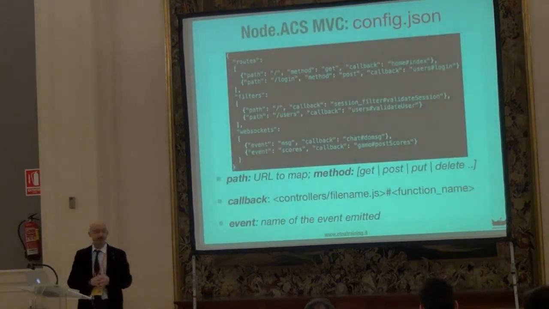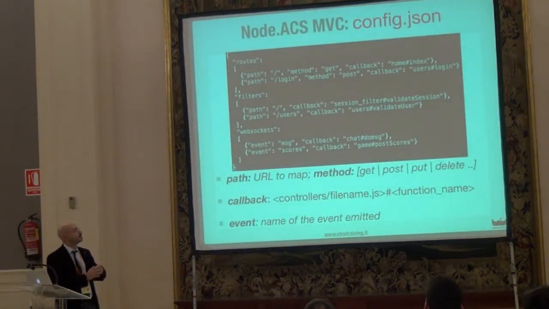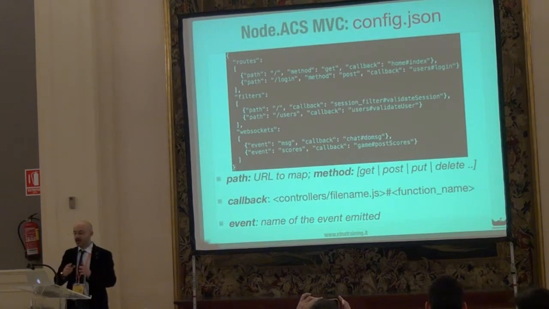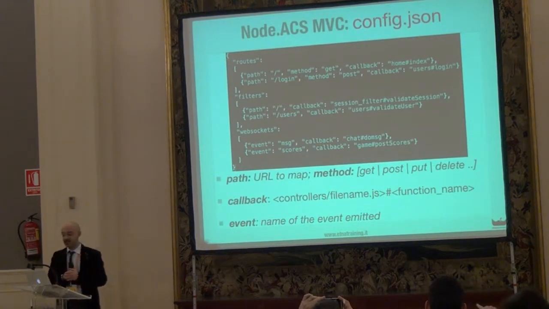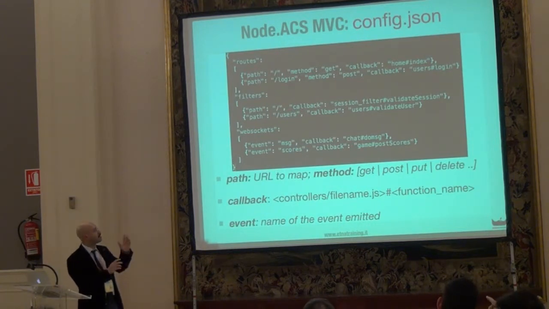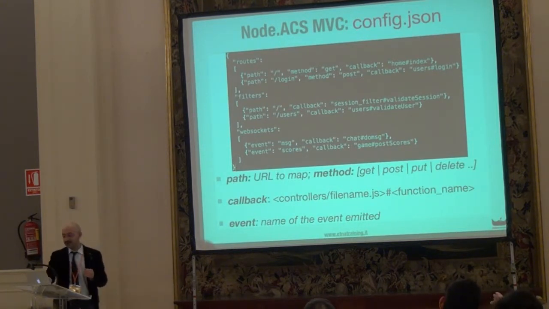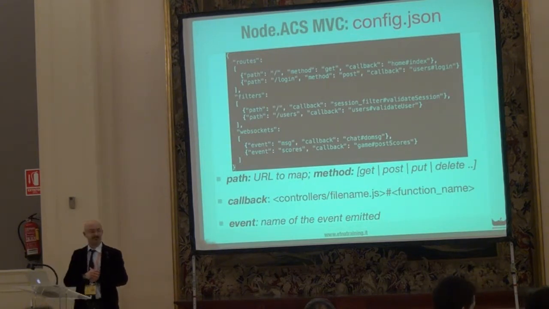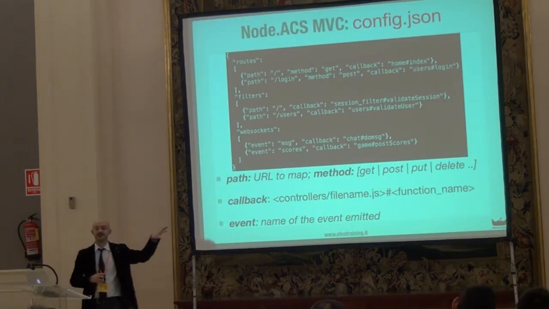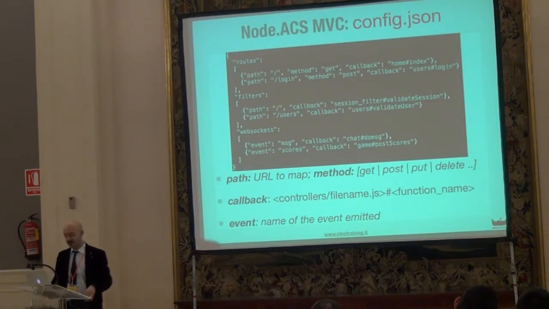So let's have a look at the config.json you have seen already. So first, paths are used to map URL to callback, and here we have two URLs, slash and login, and filters, as said, are called every time there is a match. So every time the slash path is called, there is a method, validate session, that is called, that is written inside the session filter. And the last part deals with WebSocket that we're going to see in a minute.